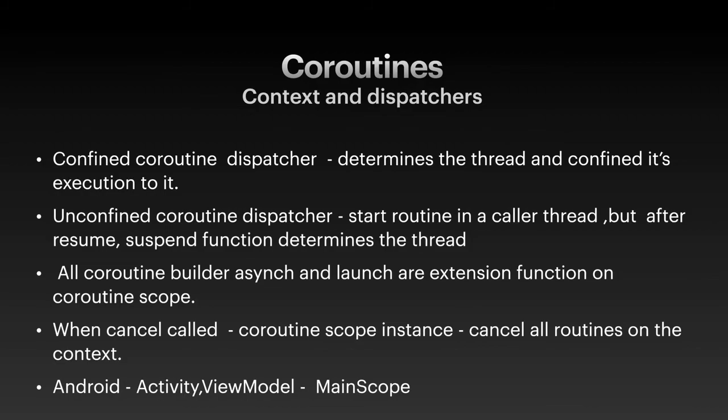So the coroutines library provides the main scope in the activity, and on that main scope we can launch coroutines. When the activity is destroyed, we call the cancel method on that main scope, so that all coroutines in that activity will be cancelled.